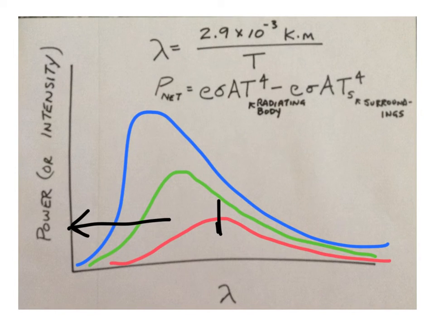Cooler objects have longer wavelength emissions. And the second difference, determined by the Stefan-Boltzmann law, is that cooler objects give off less radiation. The power, the watts being emitted, is going to be lower for a cooler object.